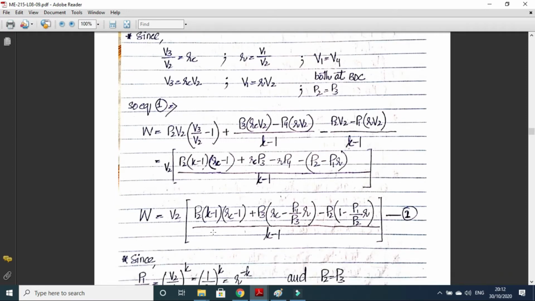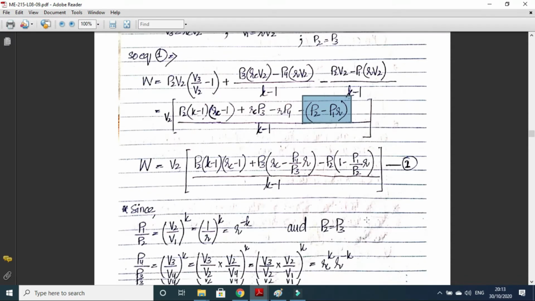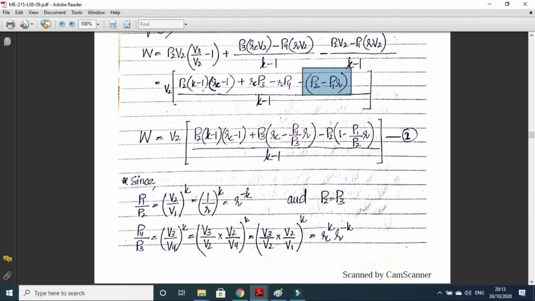So now we can take P3 common: rc minus (P4 upon P3) r. And if we take P2 common from here, P2 will be cancelled out, or with P2 taken common, 1 minus (P1 upon P2) into r. Now P1 upon P2 is (V2 upon V1) to the power k. V2 upon V1 is the inverse of the compression ratio, 1 upon r. So P1 upon P2 will be r to the power minus k.